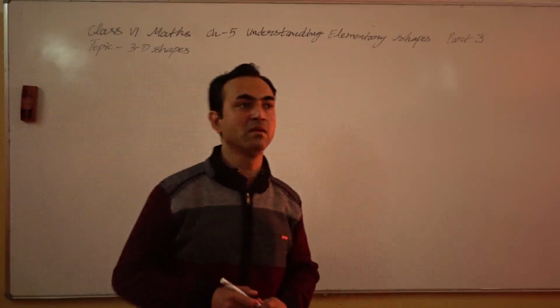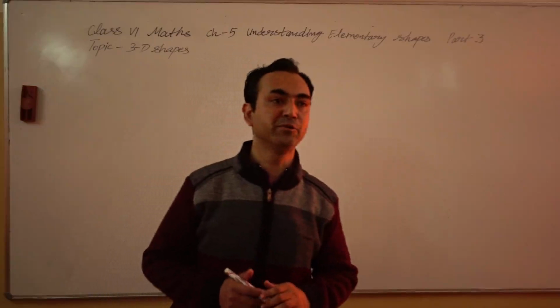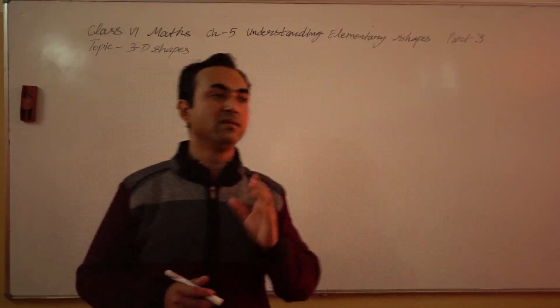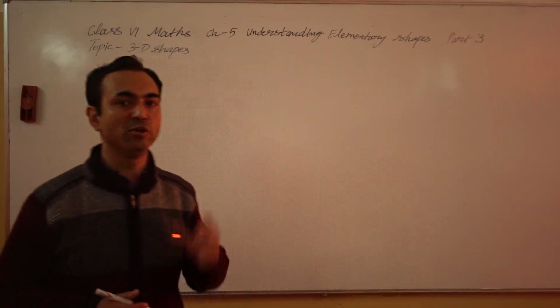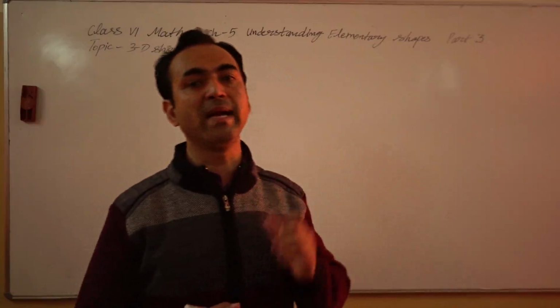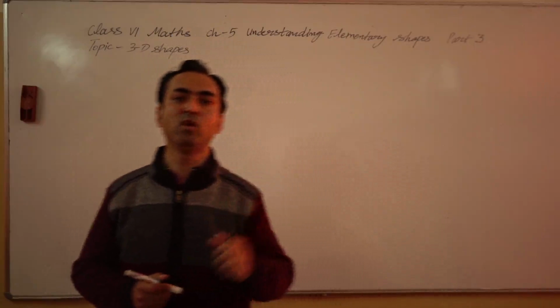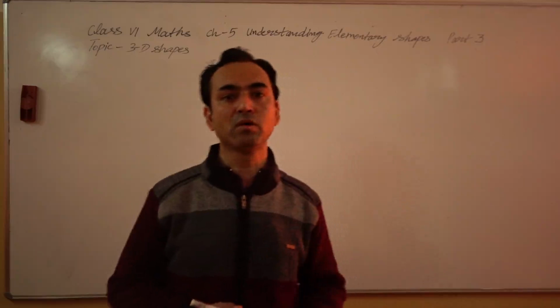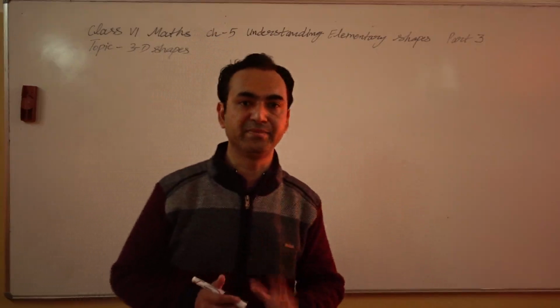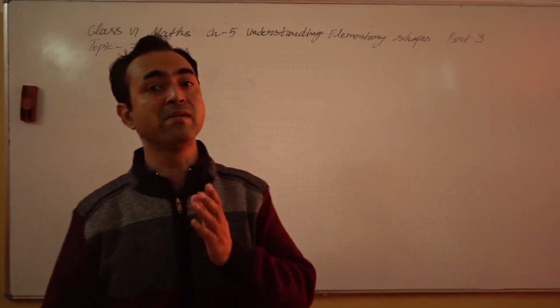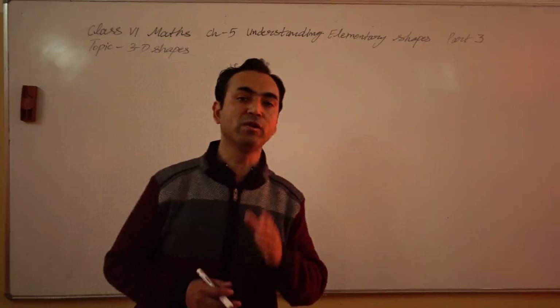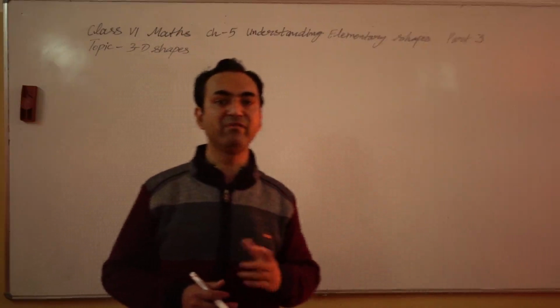3D shape means whatever you see around you in daily life, the solid shapes. Whatever objects we see around us, like a geometry box, pencil, pen, water bottle, tiffin box, your bed, your book, these are all 3D shapes. Now we categorize all the shapes based on their size, edges and faces.